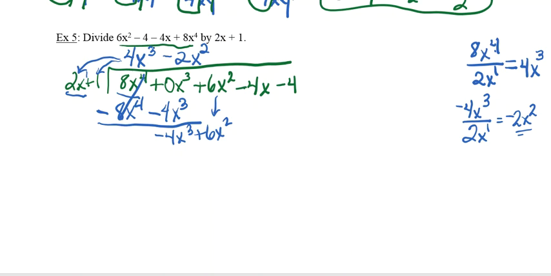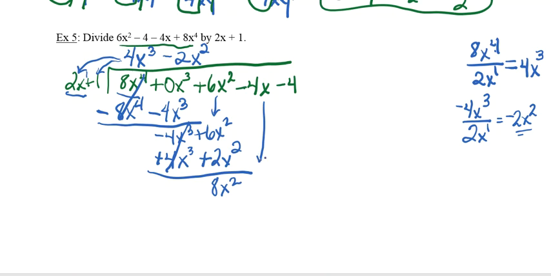Negative 2 times 2 is negative 4. X to the second times x to the first is x to the third. Now I also have to do it times the 1. So negative 2x squared times 1 is negative 2x squared. Now remember, you are subtracting. When you subtract negatives, they change to positives. So negative 4x cubed plus 4x cubed, that's going to cancel. Nothing's left. 6x squared plus 2x squared is now 8x squared. Bring down the next term.